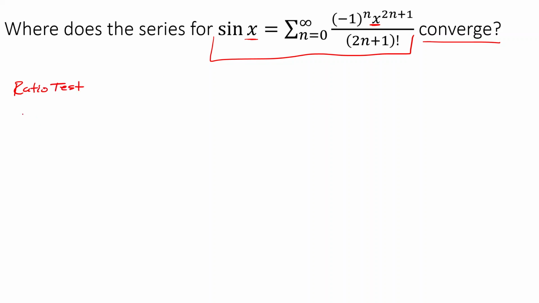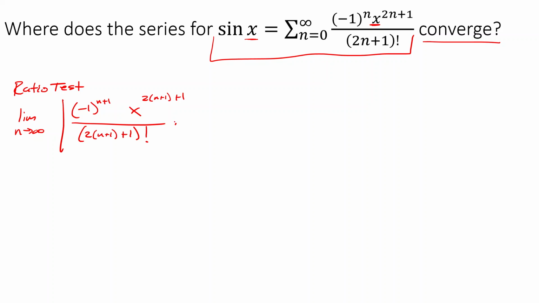All right, so if we did a ratio test here, it'd be the limit as n goes to infinity of the absolute value of negative 1 to the n plus 1, x to the 2n plus 1 plus 1 over 2n plus 1 plus 1 factorial, times this guy flipped over, right? We're dividing by the original guy. So we've got 2n plus 1 factorial over negative 1 to the n, x to the 2n plus 1. And we want this to be less than 1. All right, well, the absolute values are going to take care of the negative 1.